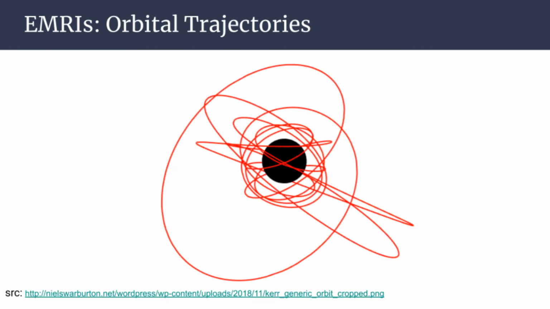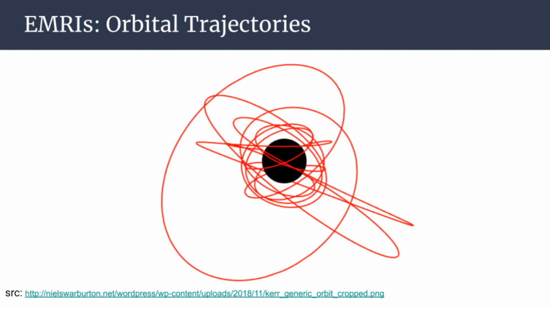EMRIs, particularly those which are inclined and eccentric, have complicated trajectories. This cartoon represents what typical EMRI orbits look like. These trajectories, though they sometimes appear to be, are not chaotic. If we look at them on adiabatic timescales, where the rates of change of orbital parameters are much smaller than their values, we can start to identify patterns in them and the resulting gravitational radiation.